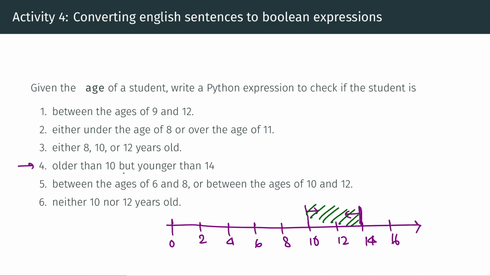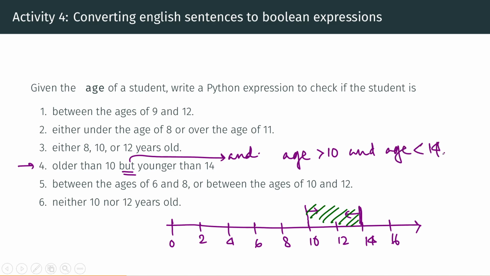In this English sentence, the "but" actually stands for an "and." So you could have said older than 10 and younger than 14. So "but" is essentially an "and," right? The Python statement would look like this: age greater than 10 and age less than 14. Okay, what about the fifth one?